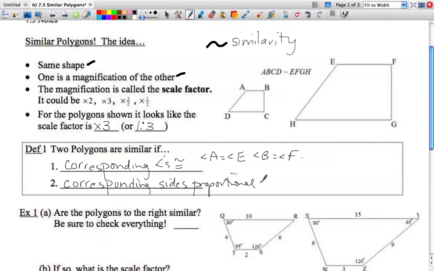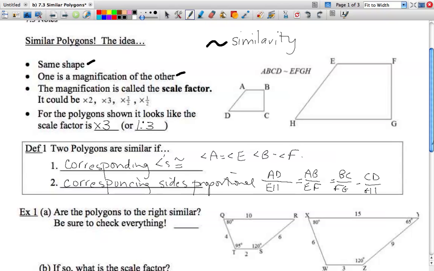and angle D is equal to angle H. Corresponding sides proportional would mean like the ratio of AD to EH would be proportional to AB to EF, would be in proportion to BC to FG, would be in proportion to CD to GH. So those would all have the same ratios and their sides are proportional.